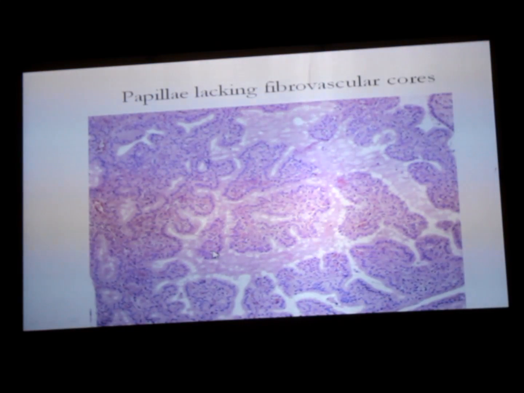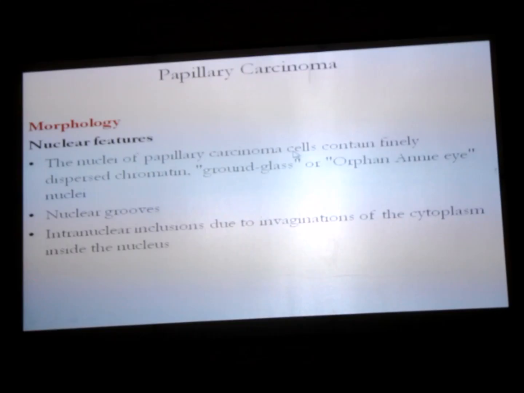But in papillary carcinoma, it is more important to look into the nuclear features compared to the papillary features. So here there is no fibrovascular core. All these are papillary projections. You have colloid scalloping like this. Lymphocytic infiltrate.